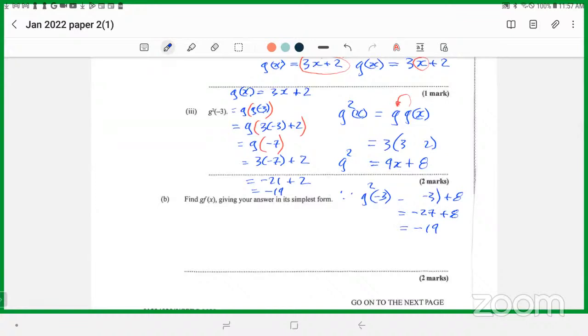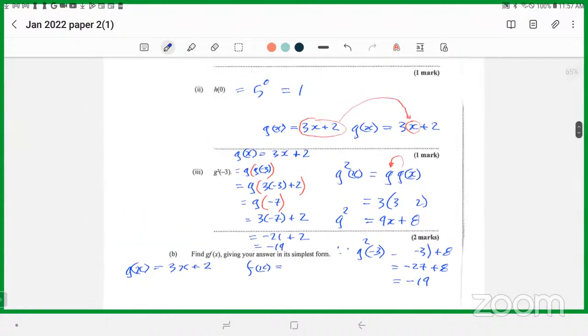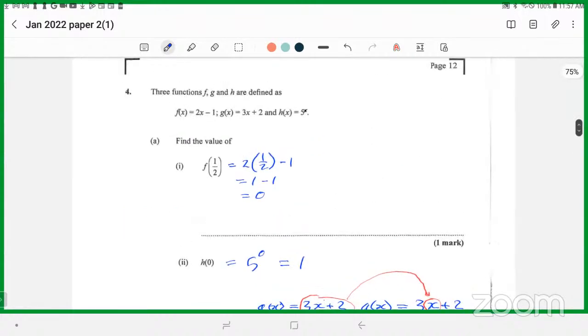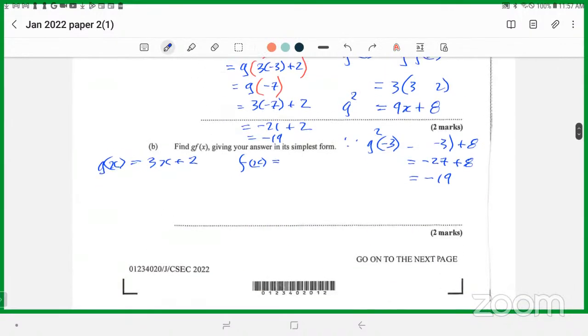Then this part down here now wants us to do a composite right here. Wants us to do g of f. Let's try them out so we can construct it. So g of x, remember, is 3x plus 2, and f of x was what again? F of x was 2x minus 1.